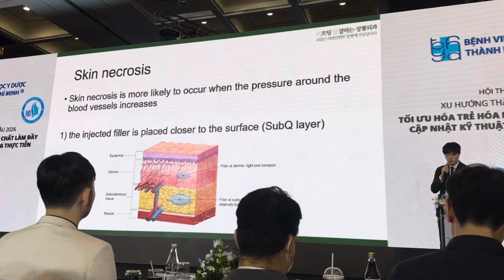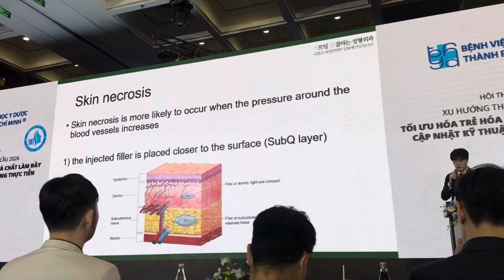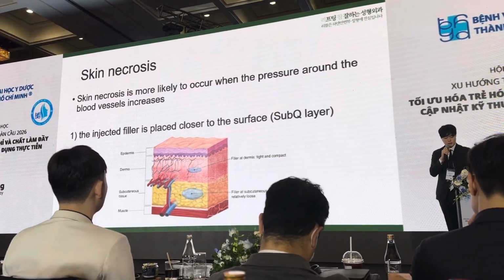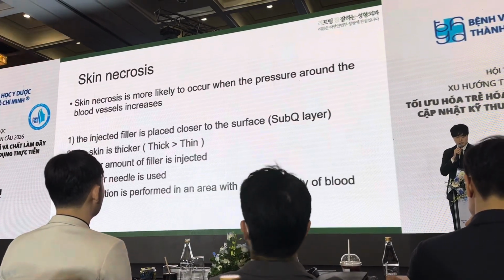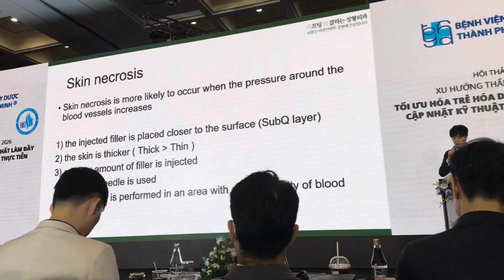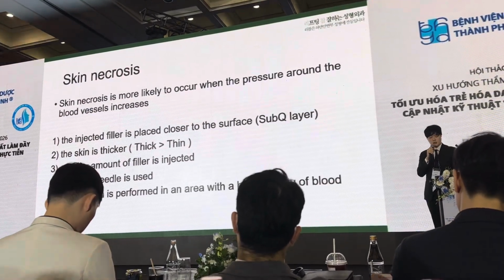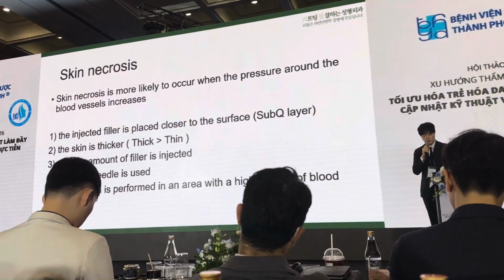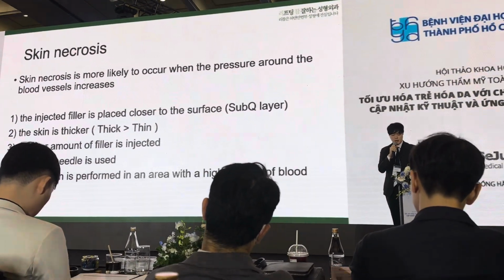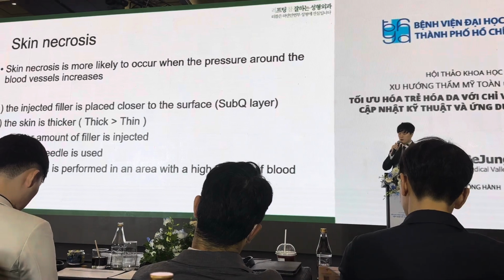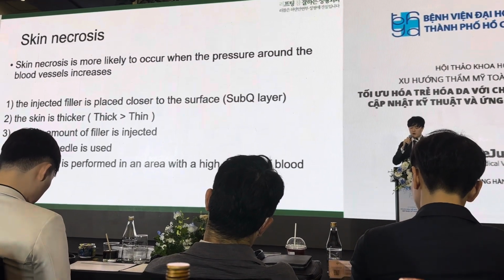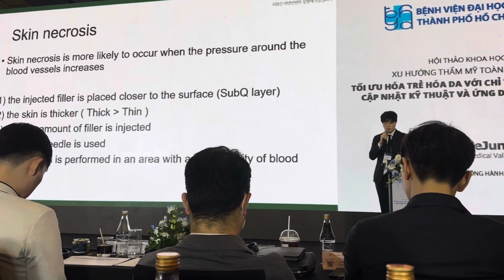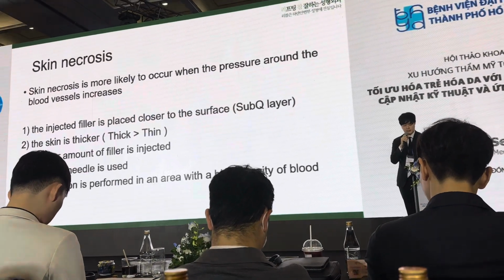Tissue is relatively loose, allowing for better blood flow and low risk. Several factors increase the likelihood of skin necrosis: thicker skin, larger filler volume, use of smaller diameter needles, and injection in highly vascular areas. These conditions all raise intradermal pressure and the chance of vascular compromise.